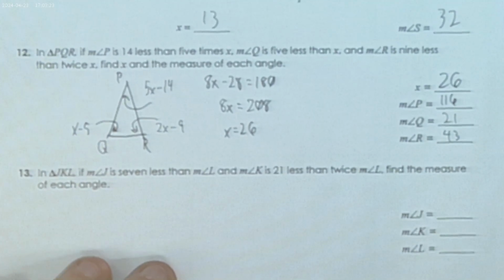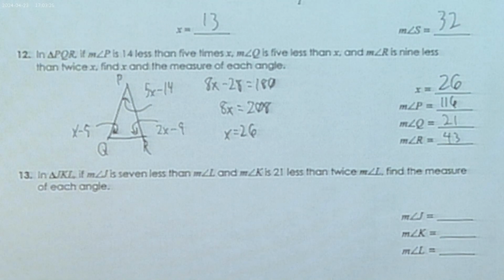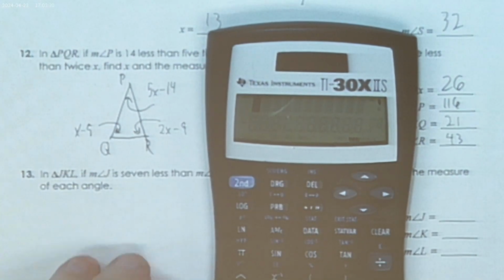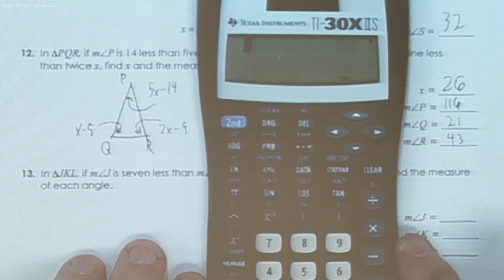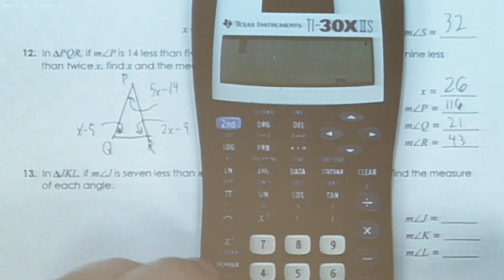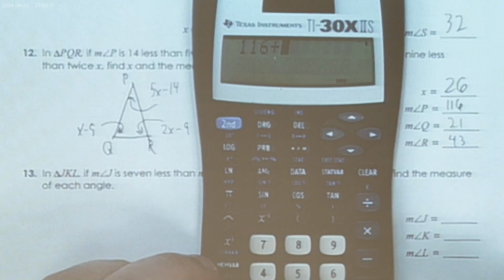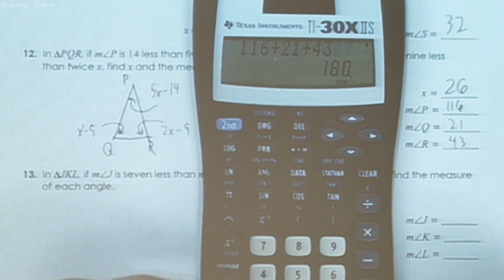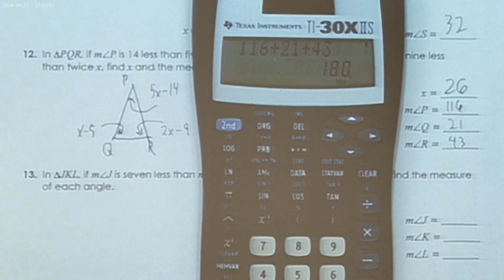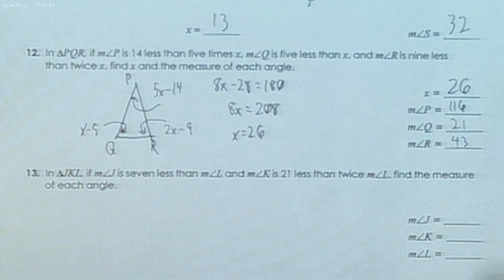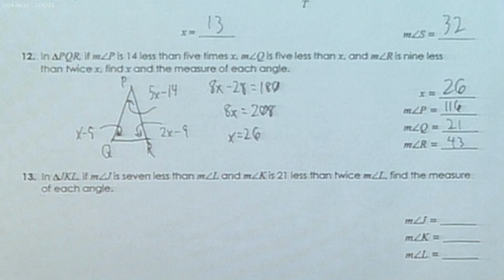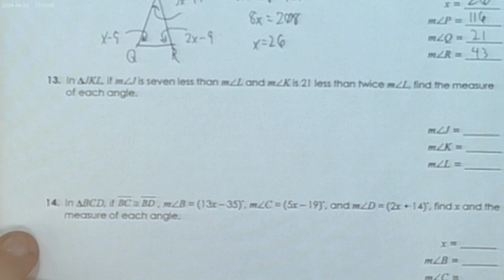Now, as I mentioned in one of the previous worksheets, the good part about working with angles is that if you want to check your answer to make sure that you got everything correct, the easiest way to do it, 116 plus 21 plus 43, if you get 180, then you got them right. Or at least if you're wrong, you got them wrong well enough to get close. All right. So let's move on to the next one.